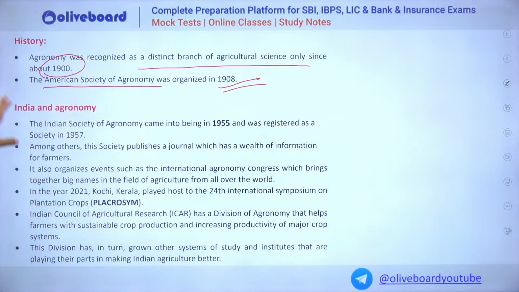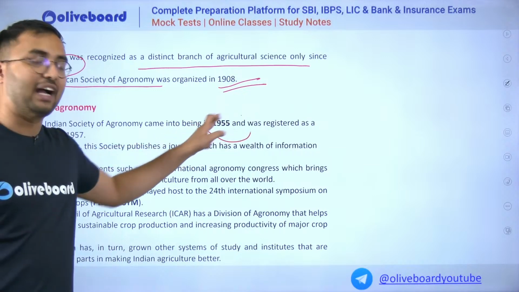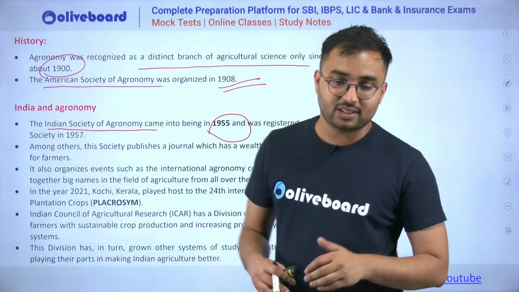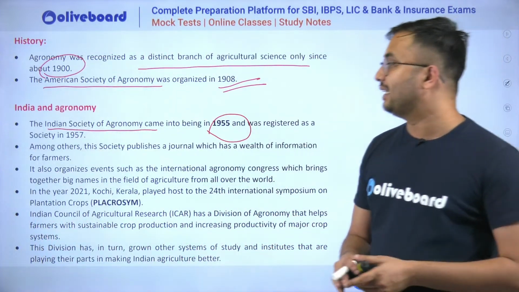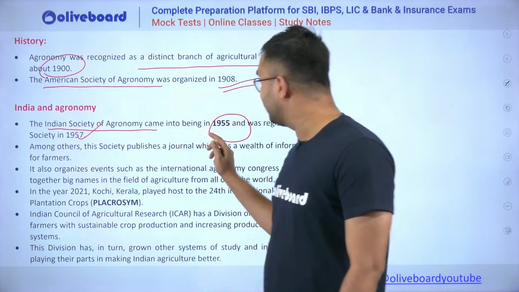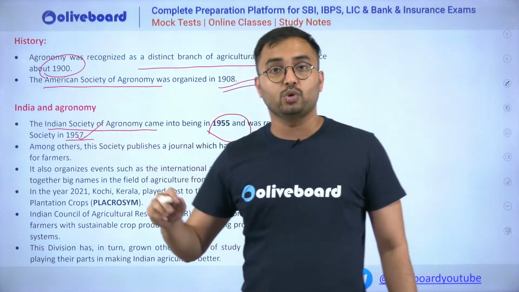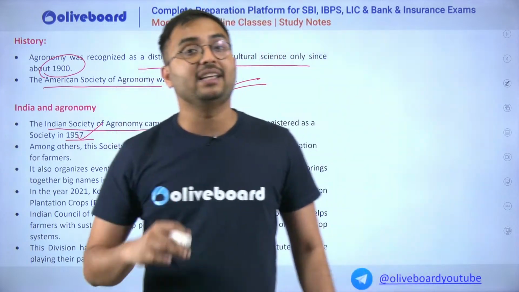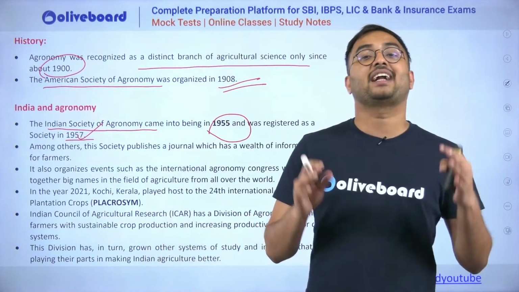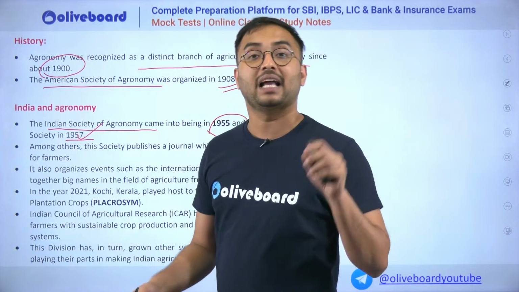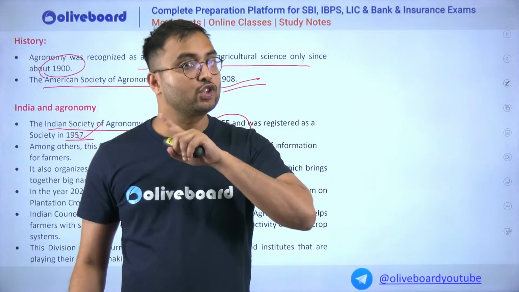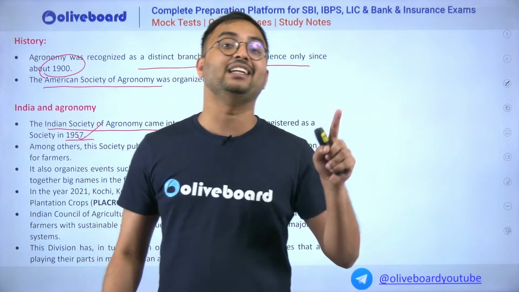Then if you see in the context of India, in 1955 the Indian Society of Agronomy first came into being, and it was registered as a society in 1957. So you can remember these dates just for understanding. You could see here 1957, this shows that after independence in India the scientific approach for agriculture was followed. Earlier, it was just a traditional agricultural practice which is just carried out as an activity. Remember, agriculture can be just an activity. Agronomy is not just an activity. Agronomy is a scientific way.